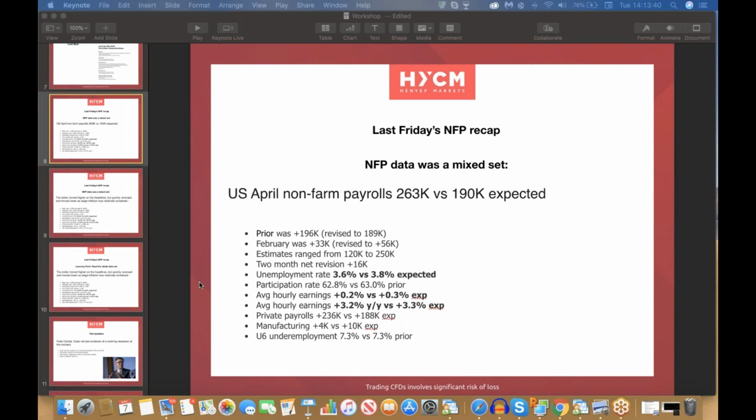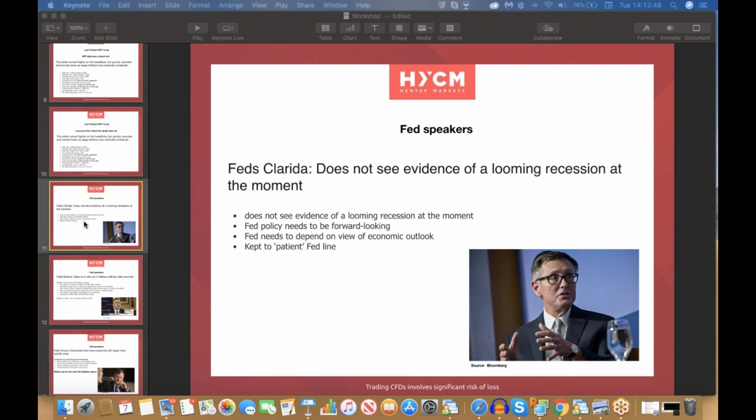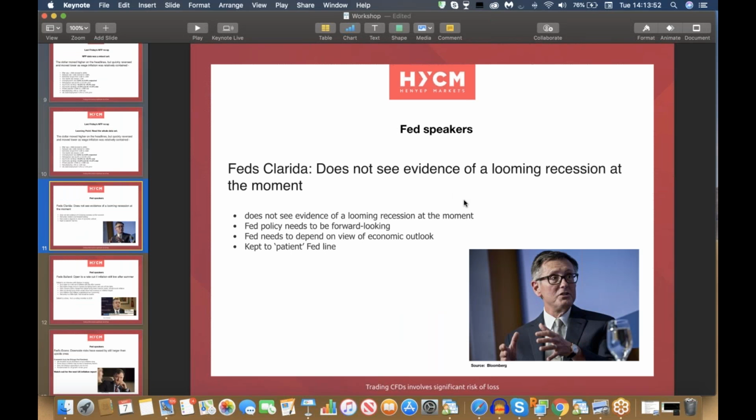There we go. So those are the information to really look at with a non-farm payroll. What made it even harder on Friday was we had a number of Federal Reserve speakers. We had Fed's Clarida, who came out Friday, saying he does not see evidence of a looming recession at the moment. So he's keeping to the patient Fed line, that the Fed is being patient, wasn't concerned about a looming recession, and wants to keep looking at the incoming economic data. That was Fed's Clarida, coming out and saying that on Friday.